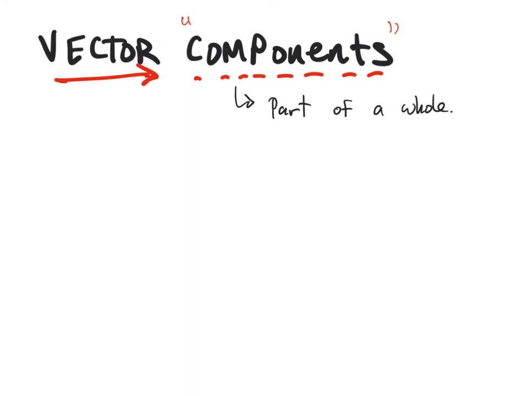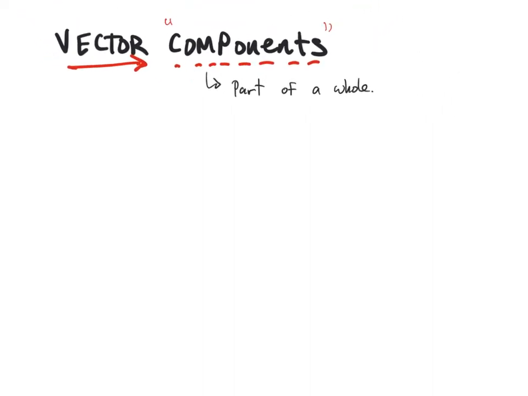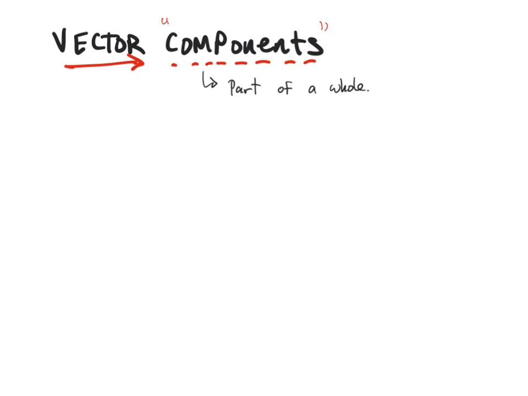Okay, so parts of something are sometimes called the components of that thing. And you'll see why they're called parts of a whole. So maybe to get us started, let's imagine a real world situation. Let's imagine we're on an escalator.